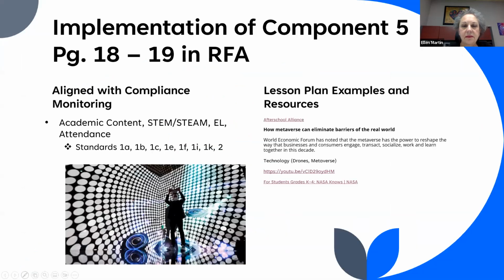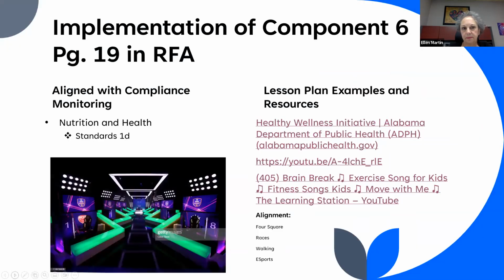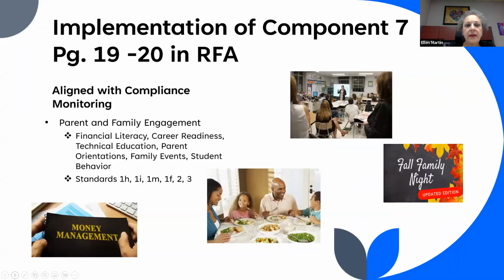All right. Moving on to 7, parent and family engagement. What I want you to do right now is take your RFA, go to component 7, and quickly jot down what you have listed as what you're planning on doing for your parent and family engagement. I'm going to give you about 2 minutes to do that. Just very quickly jot down what you've proposed.